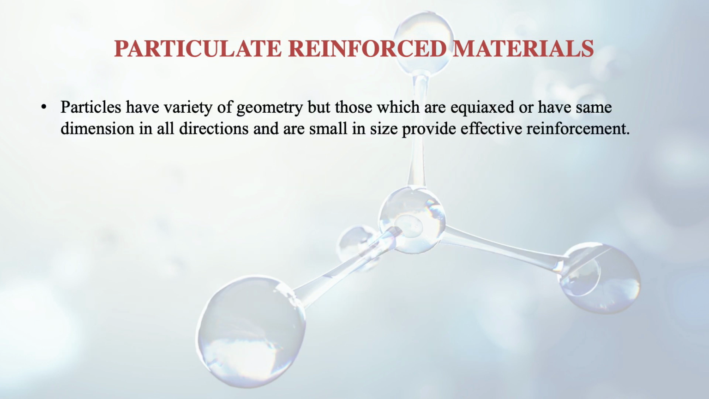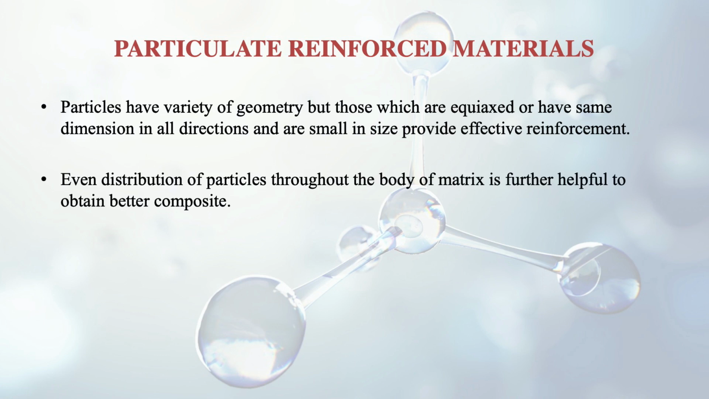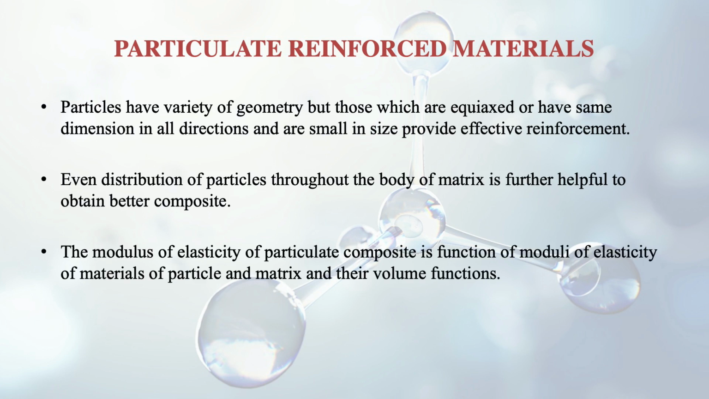But these particles have a variety of geometries. If they are equiaxed, meaning they have the same dimensions in all directions, and at the same time they are small in size, they provide very effective reinforcement. Even distribution of particles throughout the body of the matrix is further helpful to obtain a better composite. The modulus of elasticity of a particulate composite is a function of the moduli of elasticity of the particle and matrix materials and their volume fractions. It is quite obvious. So it depends on the elastic modulus of the small particles as well as the matrix, and in combination their volume fractions.